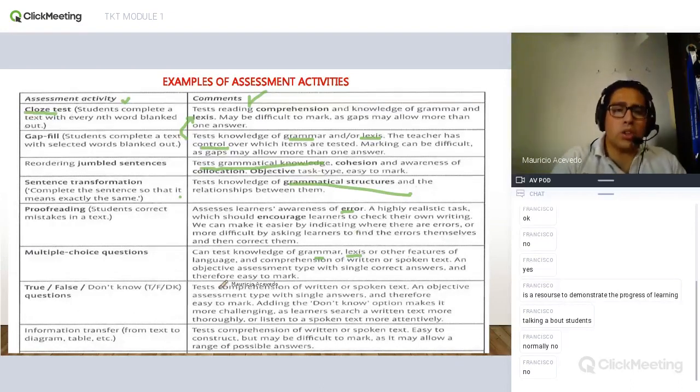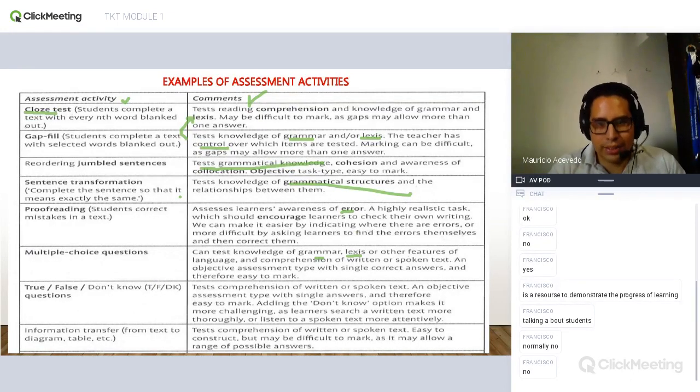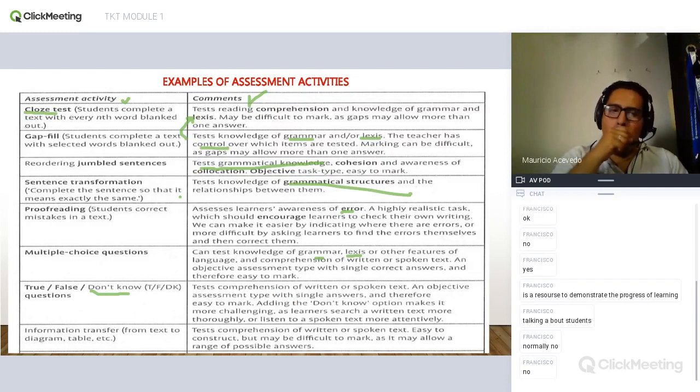True, false, or don't know questions. Test comprehension of written or spoken text. We're talking about comprehension. An objective assessment type with single answers and therefore easy to mark because you only have true, false, or don't know. Adding the don't know option makes it more challenging as learners search a written text more thoroughly or listen to a spoken text more attentively. So it's a good idea, Francisco, if you apply this in your activities or in the exams, try to add don't know, because then that will keep more attention from the students.